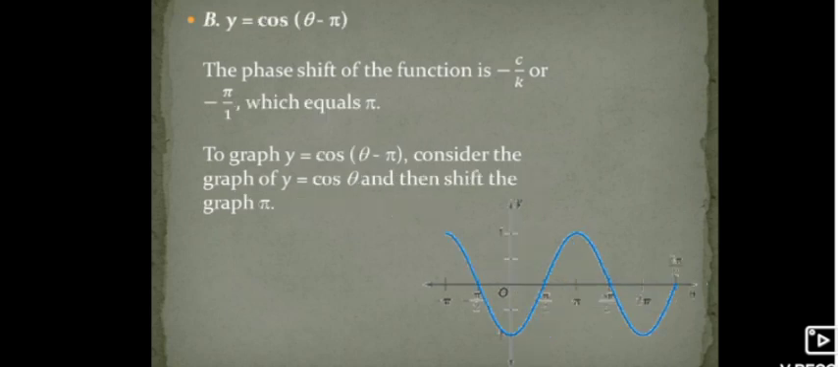Next, y equals cos theta minus pi. The phase shift of the function is negative c over k, or negative pi over 1, which equals pi. The graph of y equals cos theta minus pi. Consider the graph of y equals cos theta and then shift the graph pi. So this is the graph.